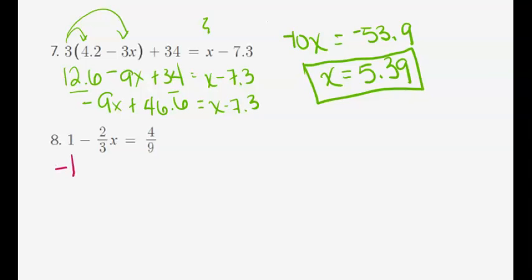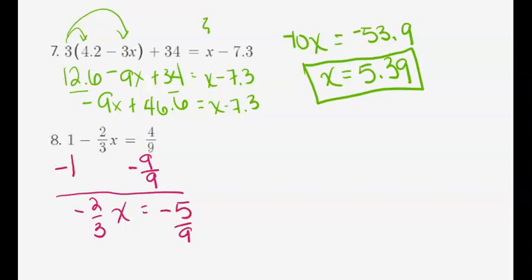Now I'm going to subtract 1 from 4/9 also, but I'm not going to write it in the form of 1. I'm going to write it with a denominator of 9. So I'm going to write it in the form of 9/9 because 9/9 is equivalent to 1. And that way I can subtract it from that fraction. So I'm left with negative 2/3 x on the left side, and I'm left with negative 5/9 on the right side.